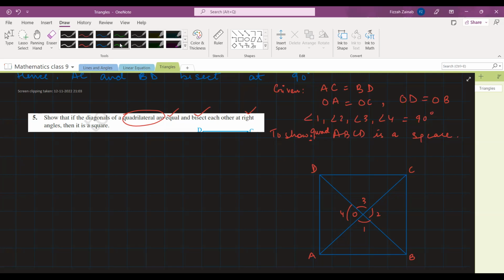Yes, I can. All sides are equal. All angles are equal. Okay, all angles are equal, but how much? The sum of all angles is 360. No, no. What is the measure of one angle of a square?